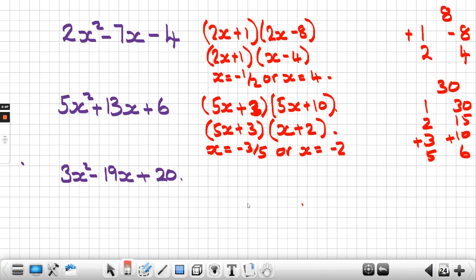Okay, last one. So here we've got a 3 and 20, so 60. So start taking out your factors, but you can think, if we've got a positive here, we've got 2 negatives, so we're looking for a sum of 19. So if we've got a big number, we can stop when we find them. 3 and 20, 4 and 15, and there we have it, 19.